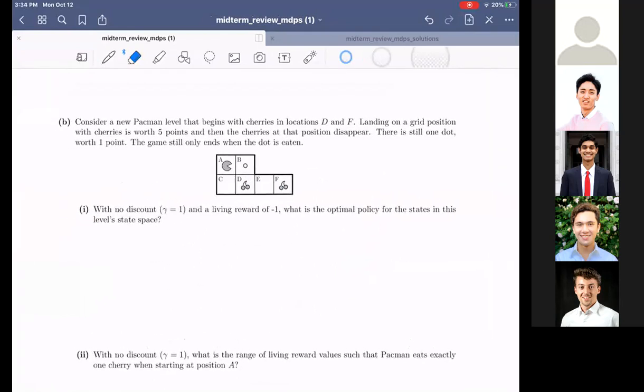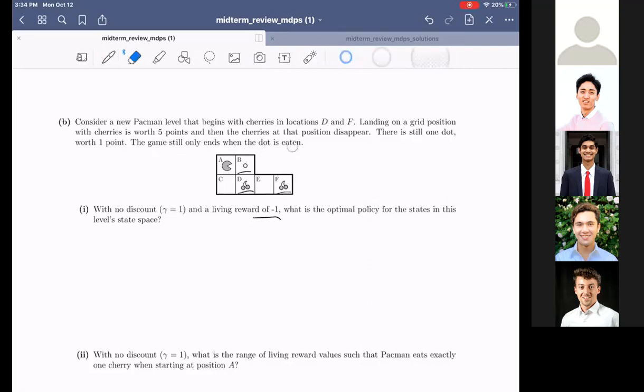Okay, so what we're going to do now is consider this new Pac-Man level where they have these cherries. Basically, landing on a grid with a cherry gives you 5 points. The dot is still there, it's worth 1 point, and the game only ends when the dot is eaten. So that hasn't changed. What we're going to figure out is, with no discount and a living reward of -1, what's the optimal policy for the states in this level's state space?